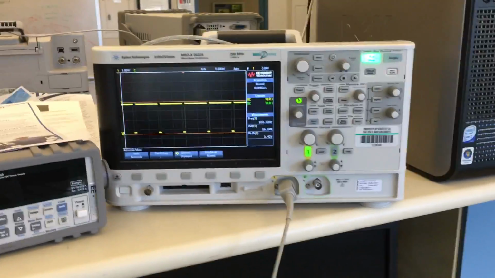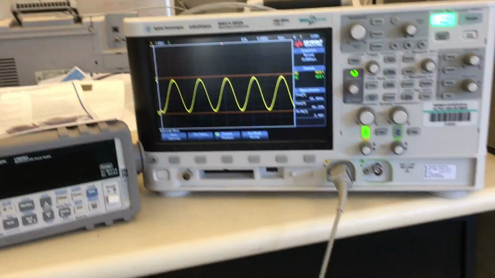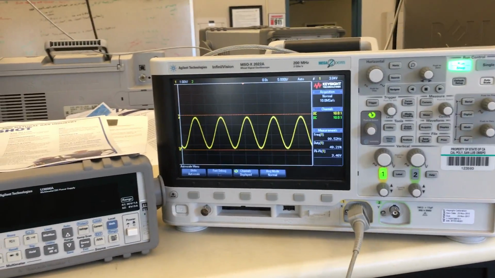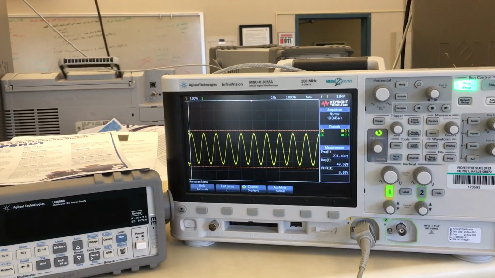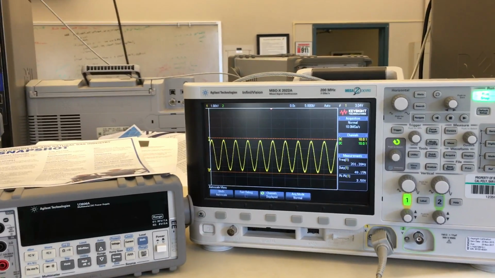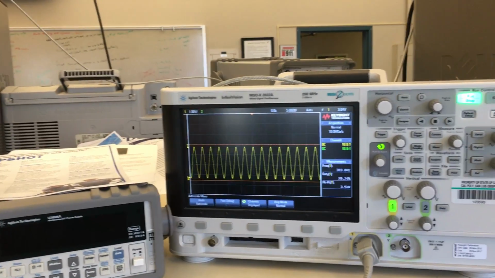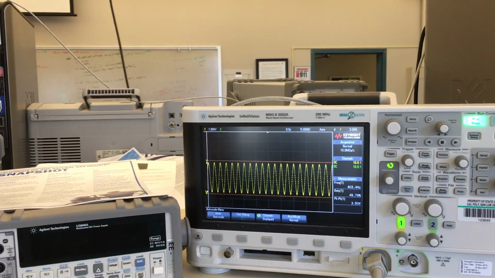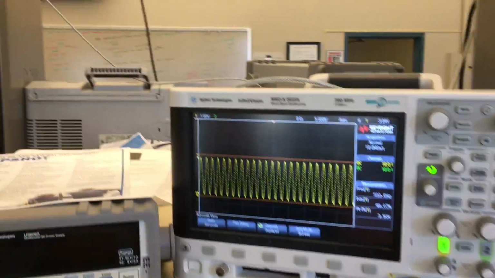And now we're gonna switch to sine wave, which is at 100 Hertz, and we're gonna step it through the same number of frequencies. 200, 300, 400, 500.